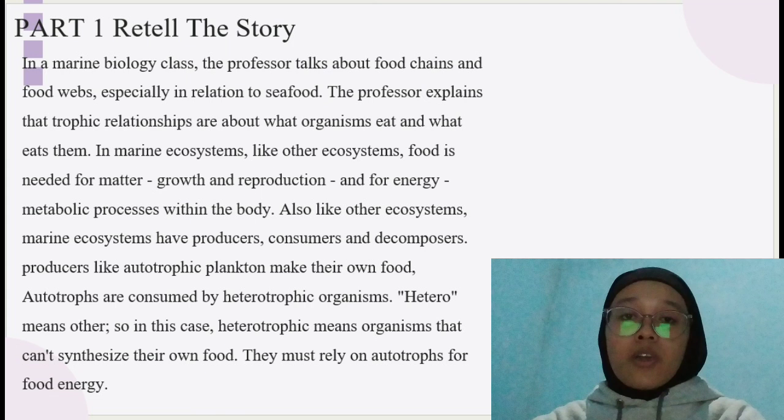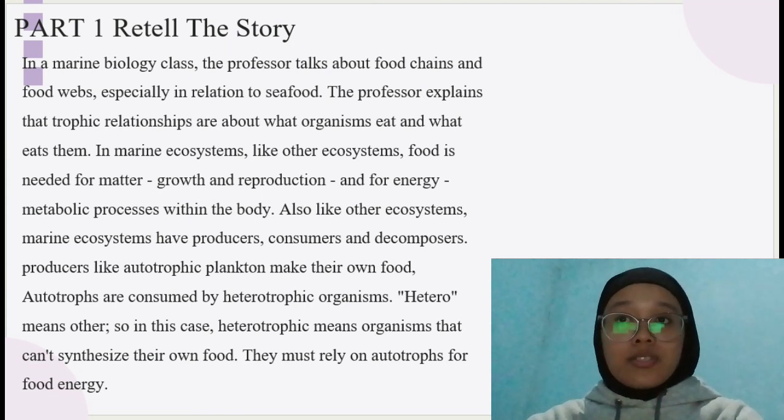In the marine biology class, the professor talks about food chains and food webs, especially in relation to seafood. The professor explained that trophic relationships are about what organisms eat and what eats them. In the marine ecosystem, like other ecosystems, food is needed for matter, growth, and reproduction, and for the energy metabolic processing within the body. And also, like other ecosystems, marine ecosystems have a producer, consumer, and decomposer.